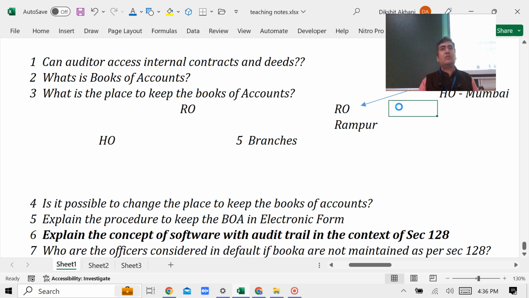So company got fed up by this. Why fed up? Because every time whenever you want to access the reports, always they have to go back to Rampur, which is how many kilometers away? 300. So company wants to keep the registered office as Rampur, but wants to change the place of keeping the books of accounts to Mumbai. Is it possible? You do not want to change the registered office, but you want to change just the place to keep the books of accounts. Is it possible or not? So guys, my simple question to you, the place to keep the books of accounts can be separated or not from the registered office. But the answer to that question is yes, it is possible.